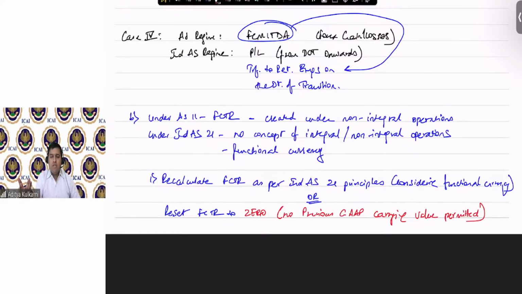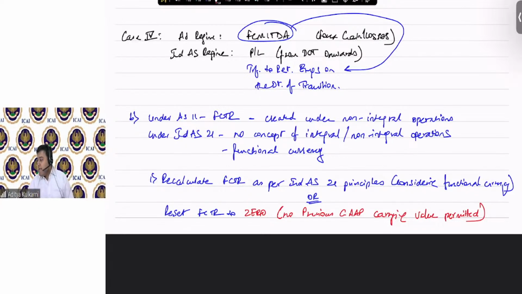Reset FCTR to 0 means when you transit, you take the entire trial balance as per AS, line by line item. For each item, you will look at the transition impact. Now, under the line by line items, one item will be FCTR. So that FCTR under Ind AS, you will make it as 0. You will make it as 0.